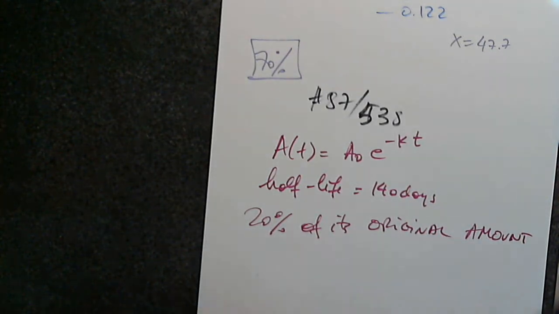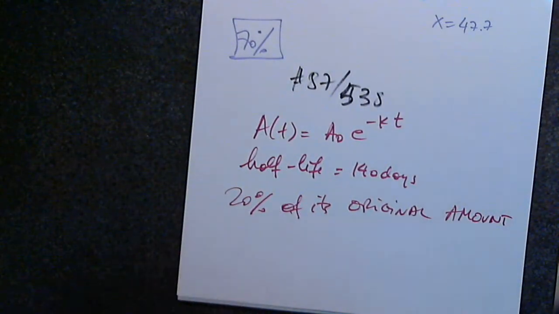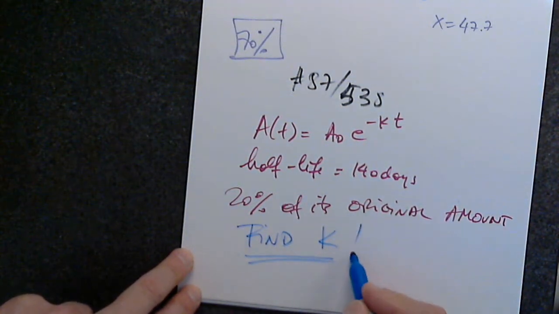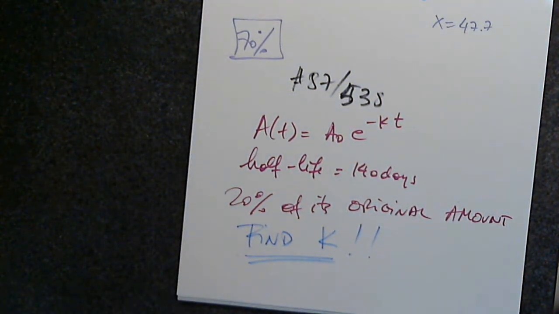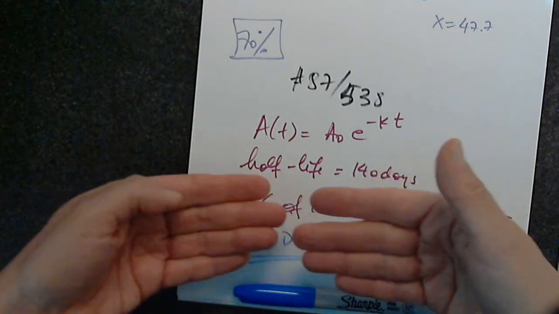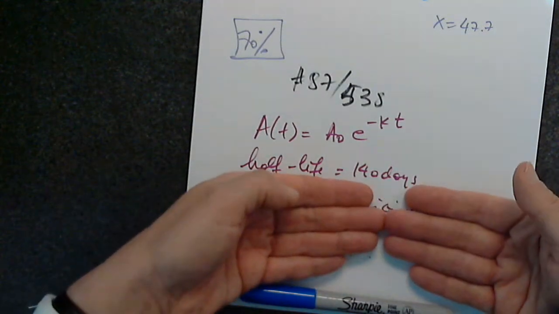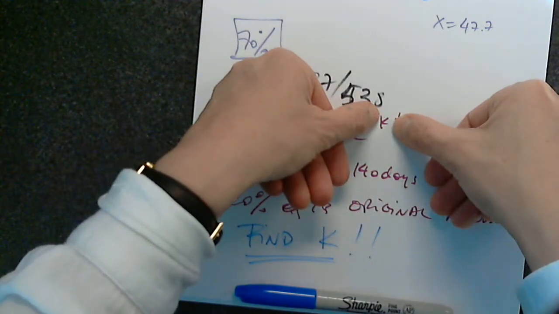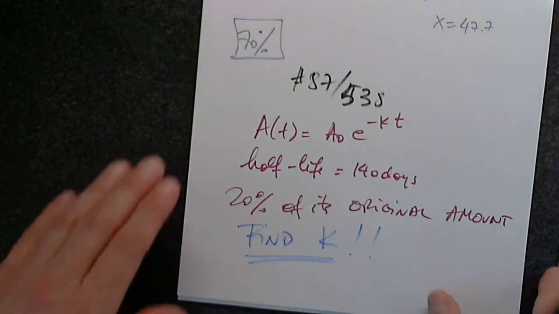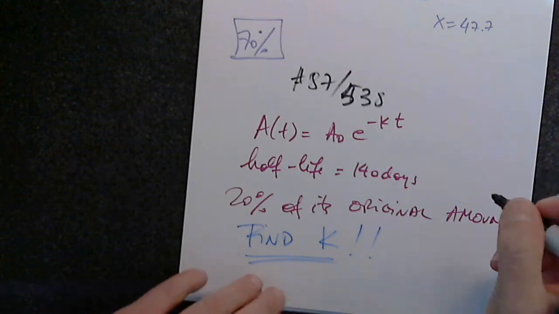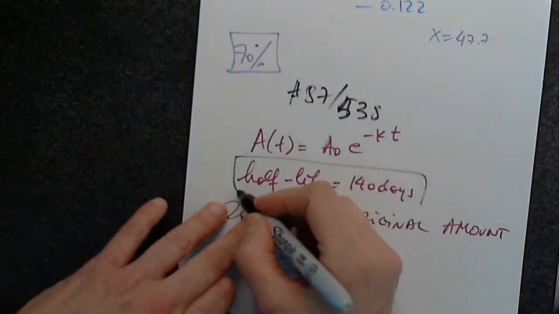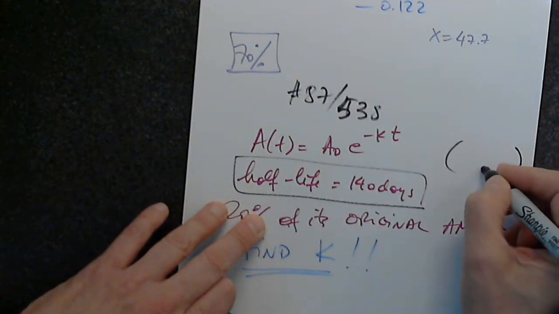So is K 100%? No, we have to find K. This is our first step. We have to find K. So this means nothing just now. From the given information, from the fact that I know that the half-life is 140 days, I will be able to find K. And then I will be able to answer the question. Ready? So can anyone give us a point for the half-life? What point would that be?